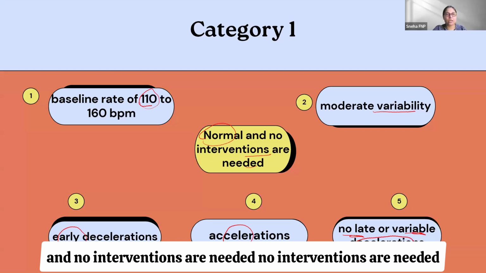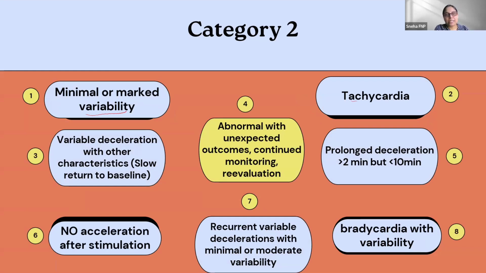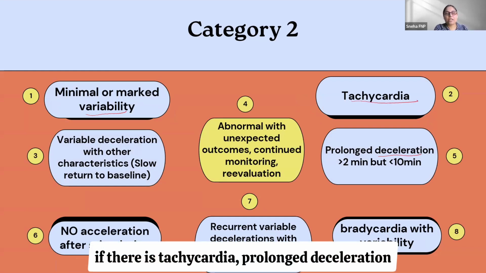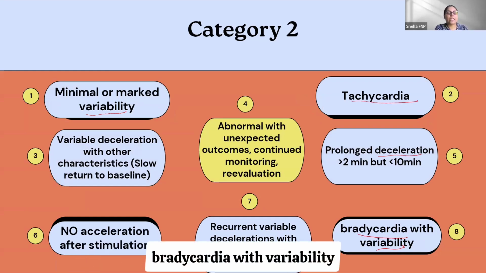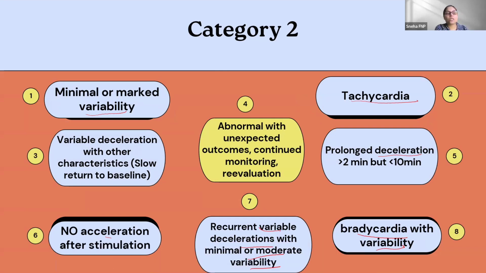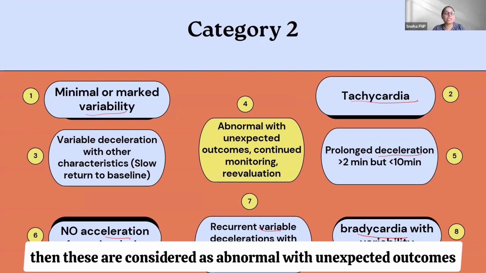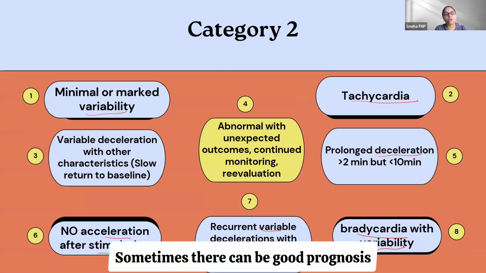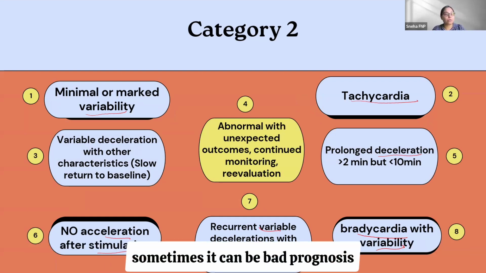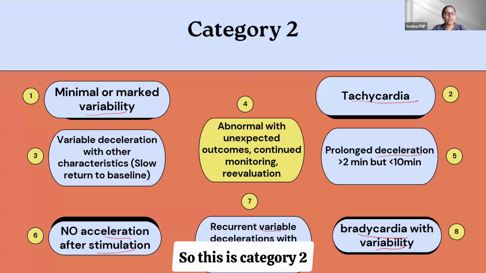If there is minimal or marked variability, tachycardia, prolonged deceleration, bradycardia with variability, recurrent variable deceleration with minimal or moderate variability, no acceleration after stimulation, then these are considered abnormal with unexpected outcomes. Sometimes there can be good prognosis, sometimes it can be bad prognosis. So it requires monitoring. Re-evaluation should be done. Okay, so this is category 2.